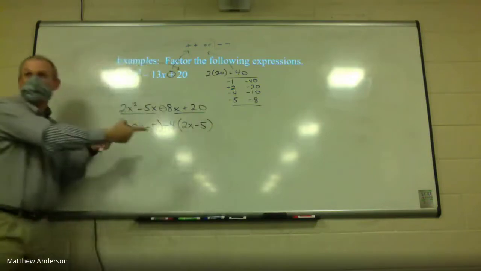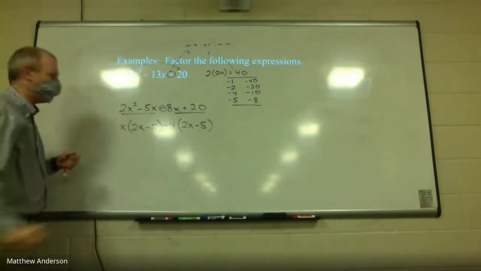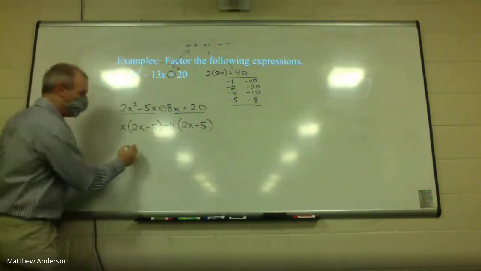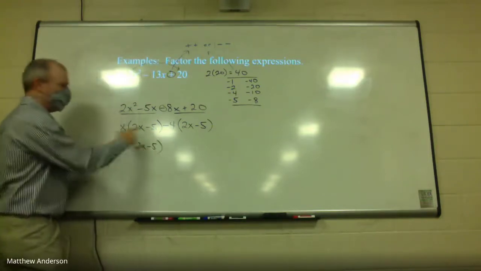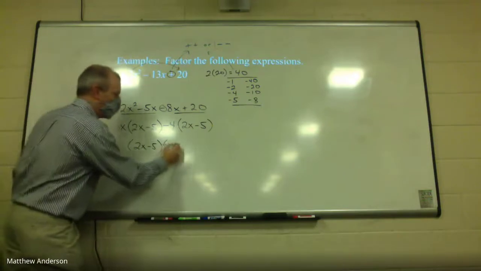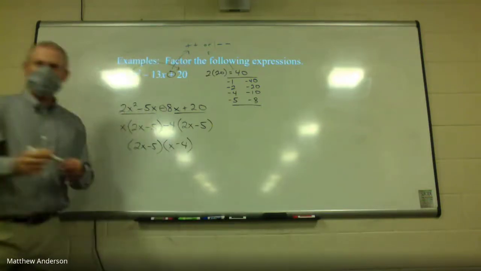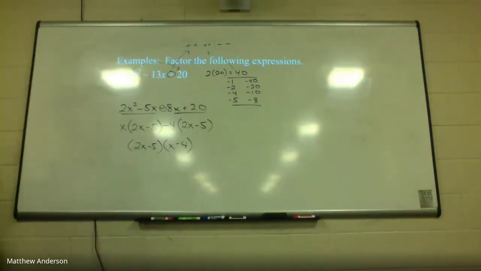-5, right? They have to match up as long as we did our work correctly. So what can we factor out of both of those? 2x minus 5. And what's going to be left? The x minus 4. So are we getting that pattern? Okay?